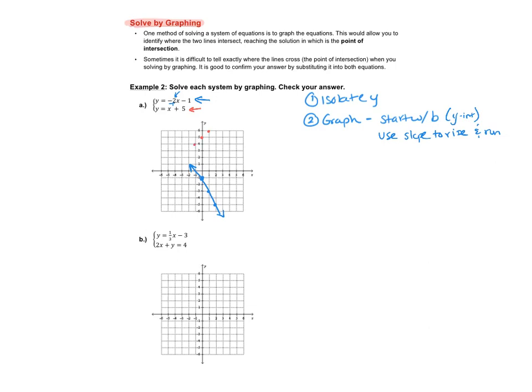Down 1, left 1, down 1, left 1. Because the slope was 1, it was a 1x. It's 1 over 1, which is why I'm doing that. So down 1 over 1, etc. So I need to know where these lines are actually meeting.